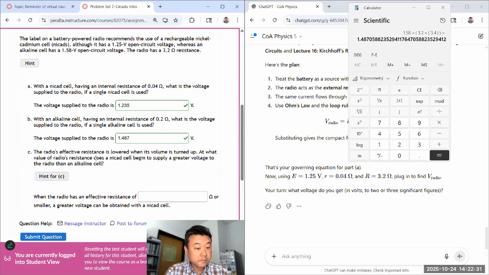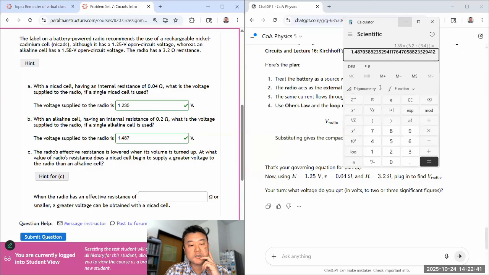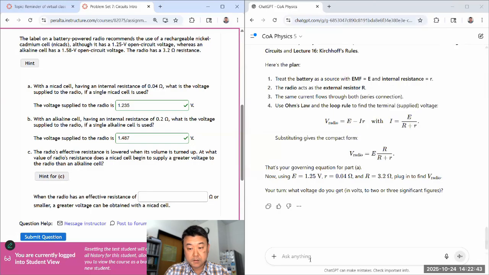Radius effective lowered when its volume turned up. The volume, what value of radius resistance, the greater voltage. Oh, so I think here I can imagine someone getting stuck. I got 1.235 for part A, and I used the same formula to get it correct, but C looks complicated.